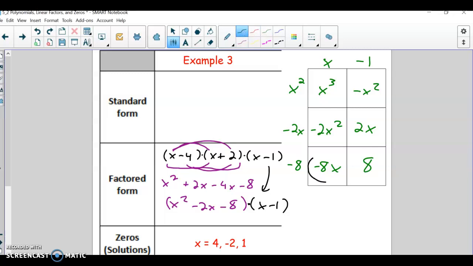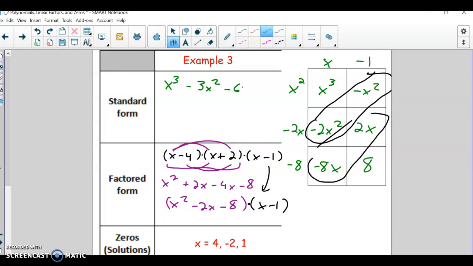So hopefully we can see we've got some x to the first here, and then some x squareds there. And so our final standard form here is we have a single x cubed, and we have negative 3x squareds, and negative 6x, and let's see, that's positive 8. Okay, and that's our standard form polynomial. And we got that by multiplying all the factor form together.